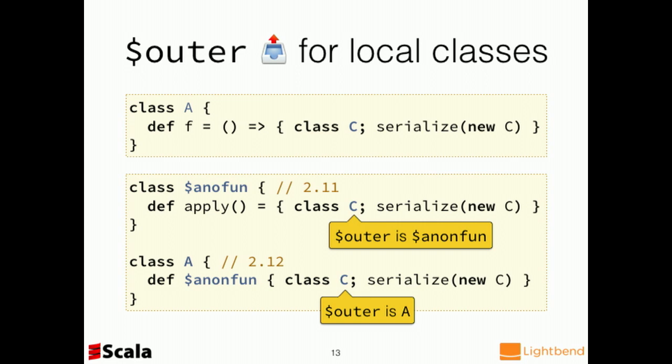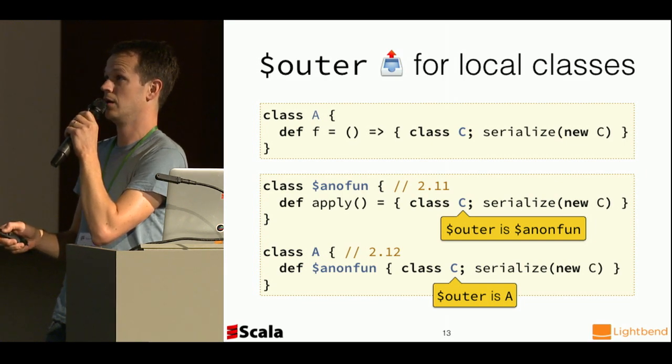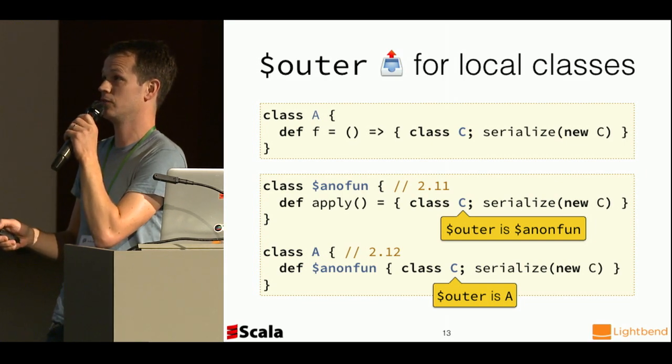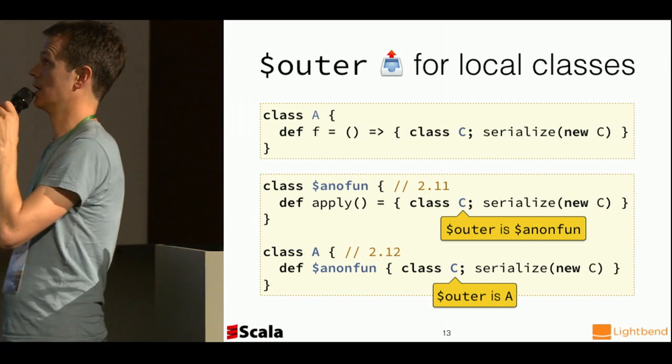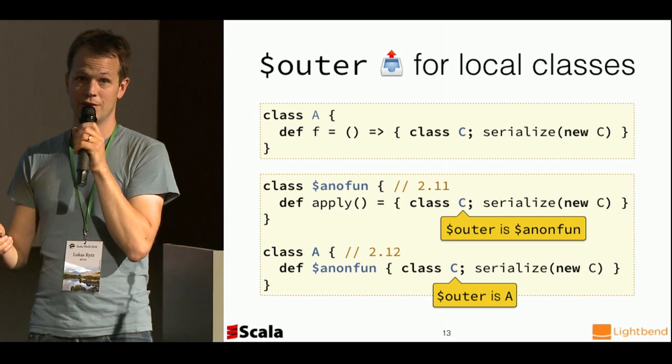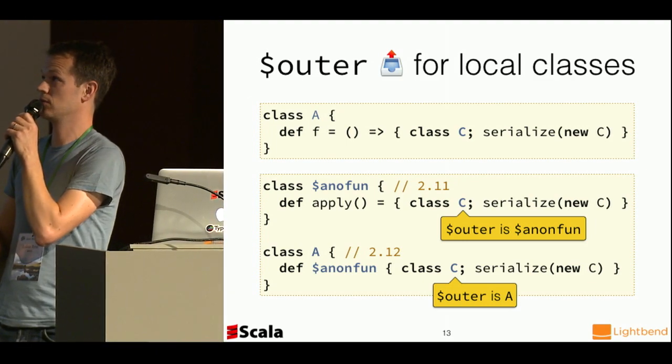So here we have a local class C defined within the body of a lambda. In 2.11, this would desugar to a new anonymous function class, right? And the apply method. So all this code is just moved into the apply method. So the class C basically ends up as a nested class of the anonymous function. And since it's a nested class, it will get an outer pointer. So it will have a reference to the lambda instance.